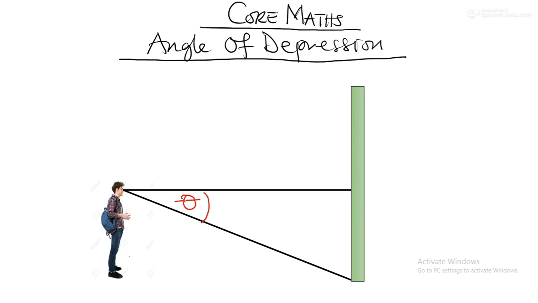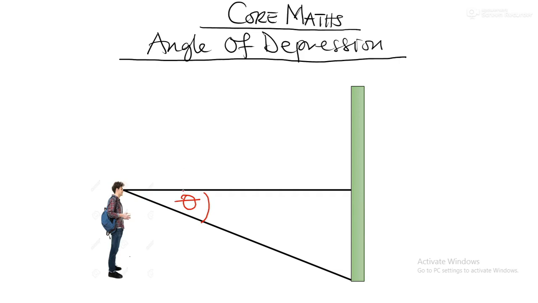When we say someone is depressed, it means that one way or the other his mood is down. Good. So here, the guy is looking downwards at an object. So the angle through which he views the object is the angle of depression. I hope you are okay.